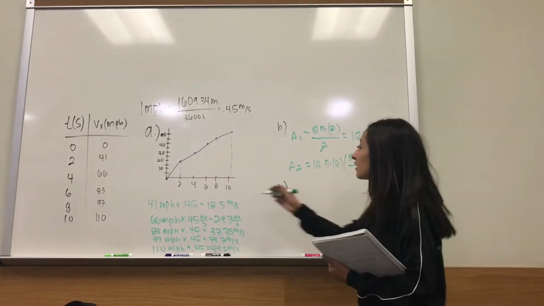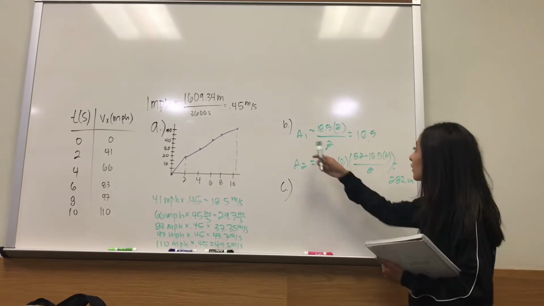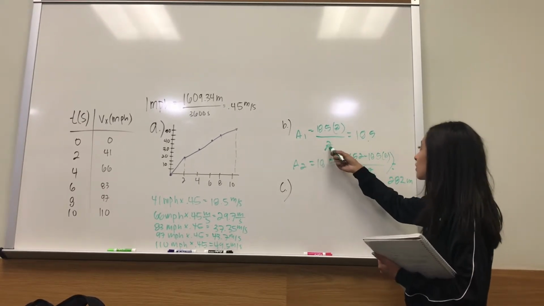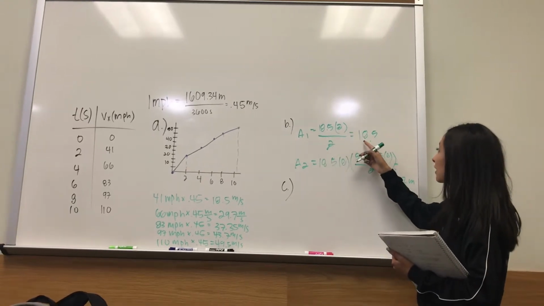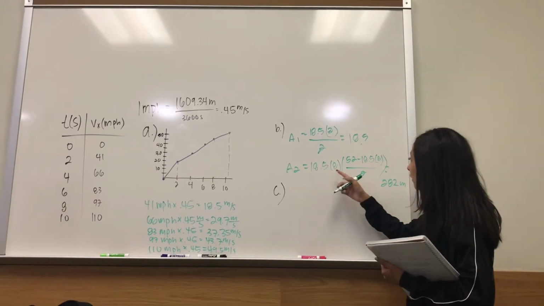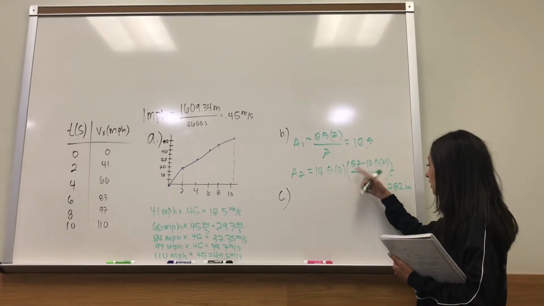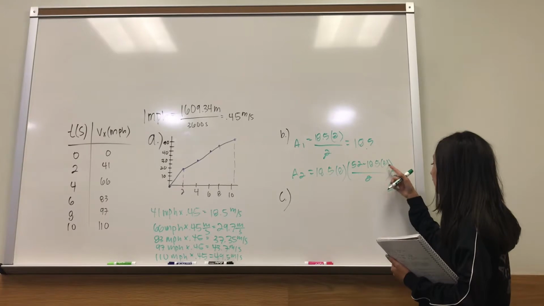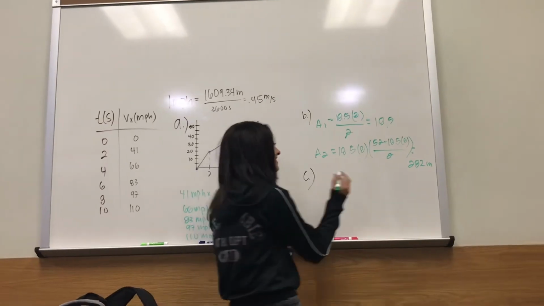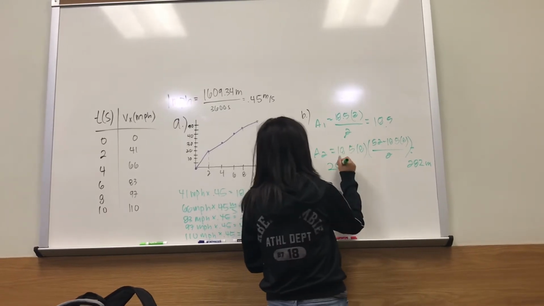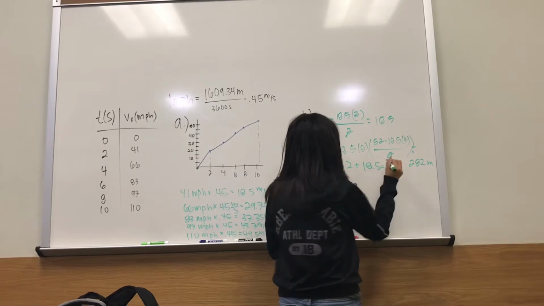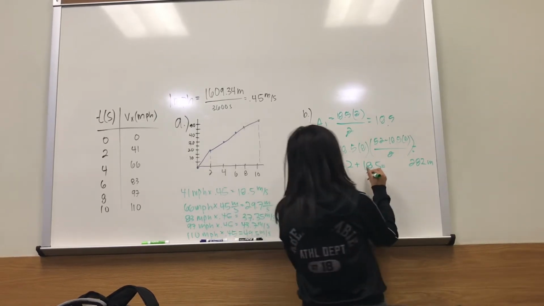And so we need to find the area of these two. To find the first area, we just do 18.5 times 2 over 2. Our 2's cancel out and we get 18.5. And to find our second area, we do 18.5 times 8 plus 52 minus 18.5 times 8 divided by 2, and that's 282 meters. To find the distance, we need to add both of these areas. So we do 282 plus 18.5, and that should give us 300.5 meters.